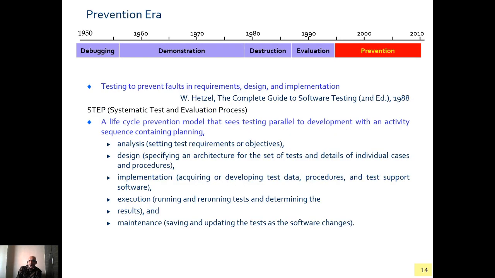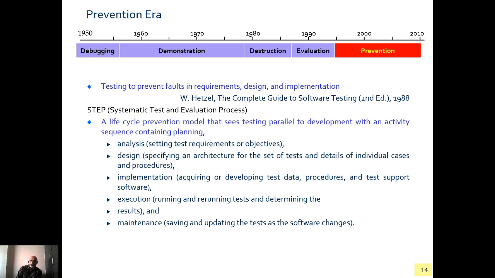The last era was prevention: testing to prevent faults. Some of the techniques were fault seeding and then experimenting, which required experimentation up to a certain extent, right? And Hetzel again wrote one book which was widely accepted, the Complete Guide to Software Testing. And you can see STEP, that is the Systematic Test and Evaluation Process. Here you can recollect the waterfall model.